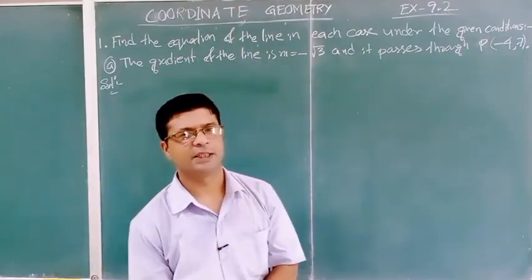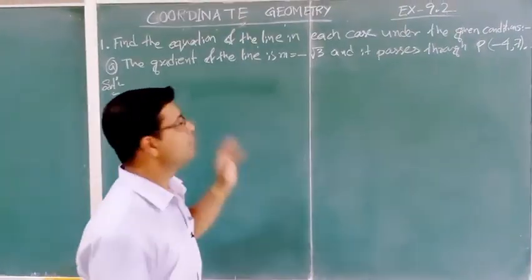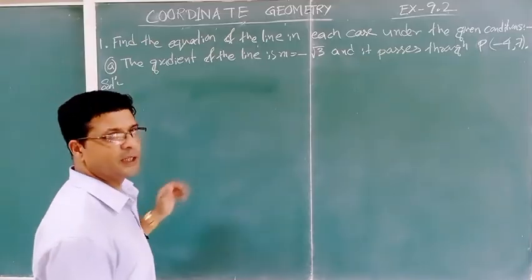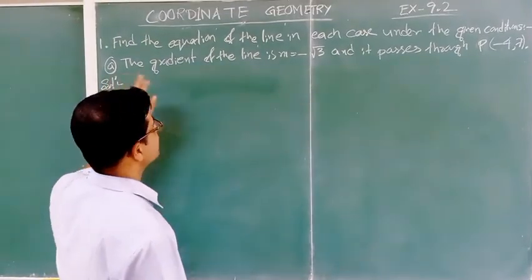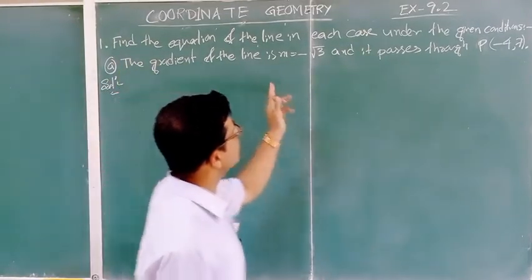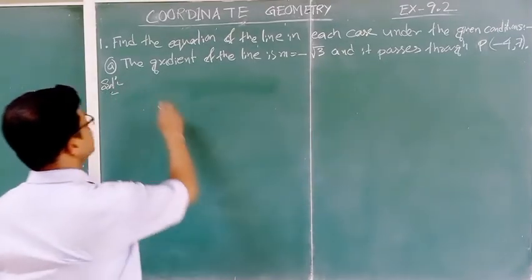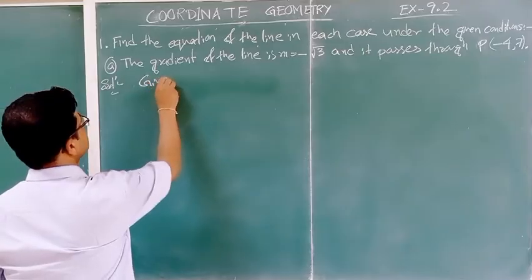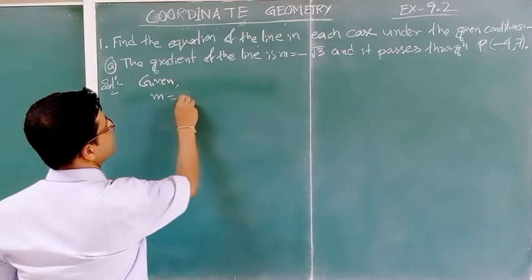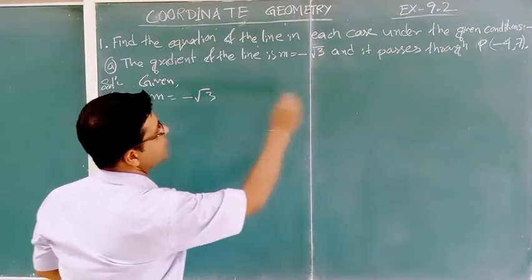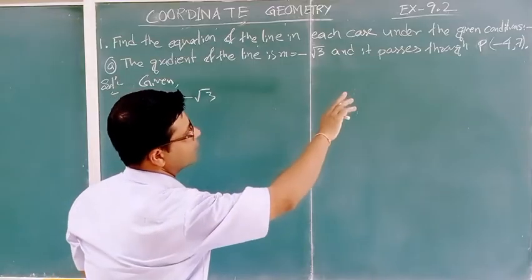Alright, dear students, let us start the exercise. Exercise 9.2. We have taken the first question. There are so many parts here. Let us take the first one. The question is: find the equation of the line in each case under the given condition. What is the first condition? The gradient of the line. So what is given? Let us see. The gradient is m equals minus root 3, and it passes through the point P (minus 4, 7).